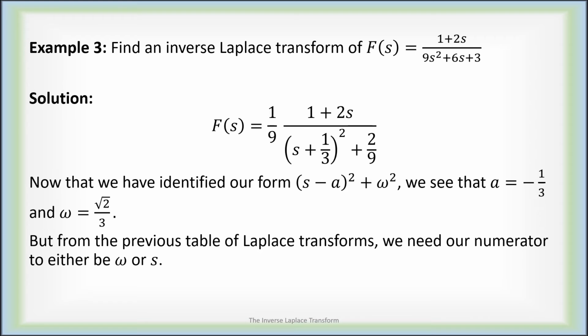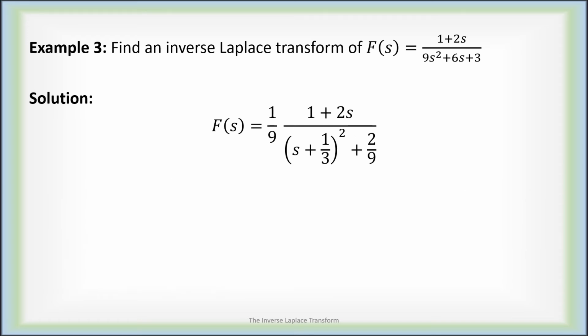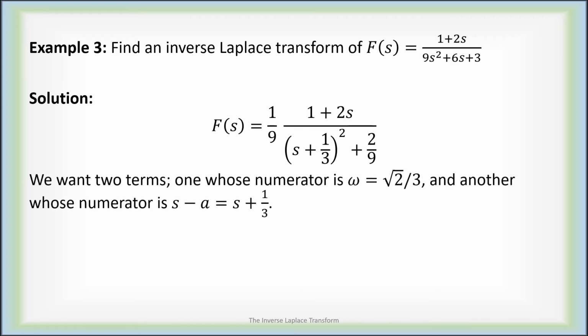Now from the previous table of Laplace transforms, we need our numerator to either be omega, root 2/3, or s. So we're going to split this function capital F into two pieces. All right, so here's how we have capital F represented at this point. Now we want to break it up into two terms.